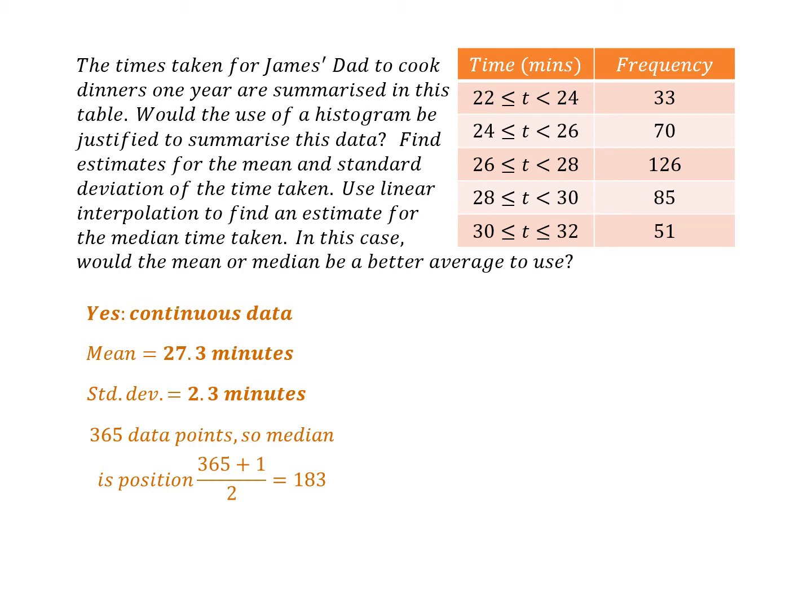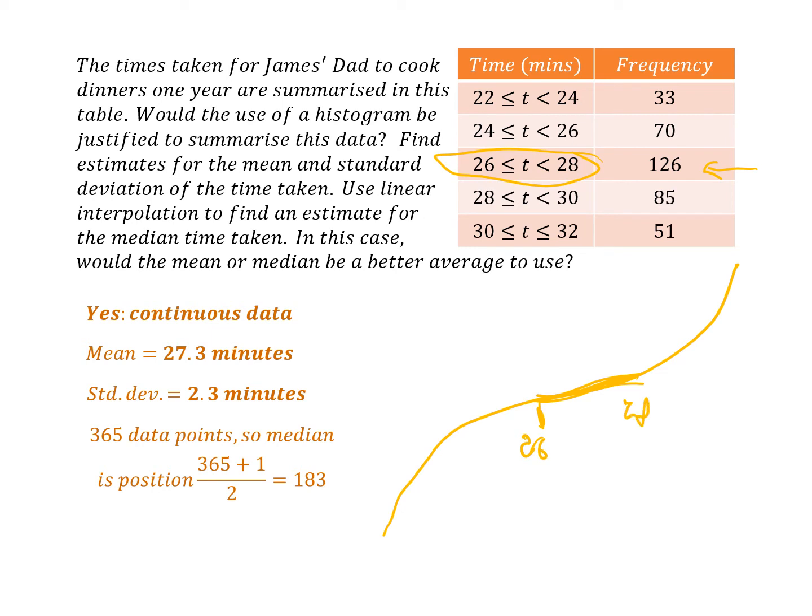Now, there's various different ways, at least two, maybe three different ways I can think of, of finding an estimate for the median. The way that I like to do this is use the cumulative frequency. So I'm imagining the cumulative frequency chart, and I'm just looking at the part of that where the median is. But where is the median? Well, if it's in position 183, then it must be somewhere in this class here, the 26 to 28 class. So I'm thinking about 26 to 28.